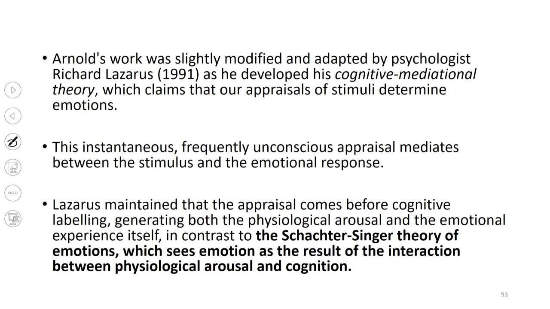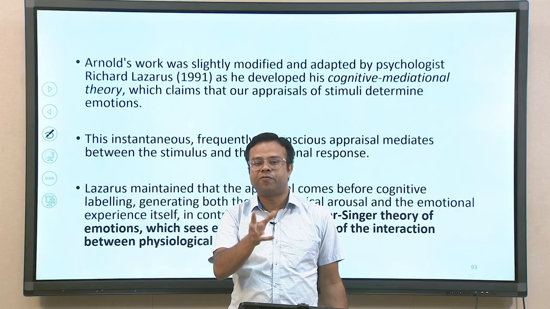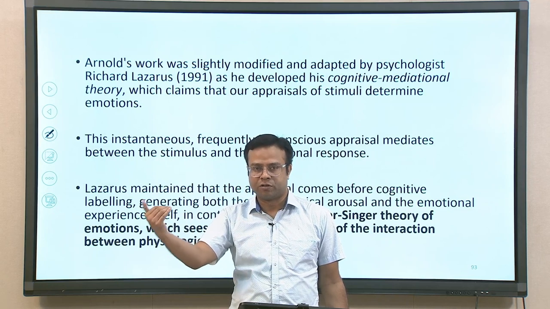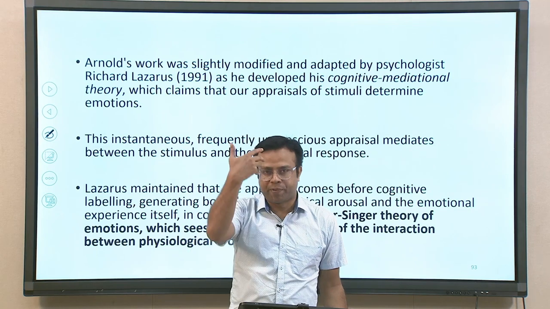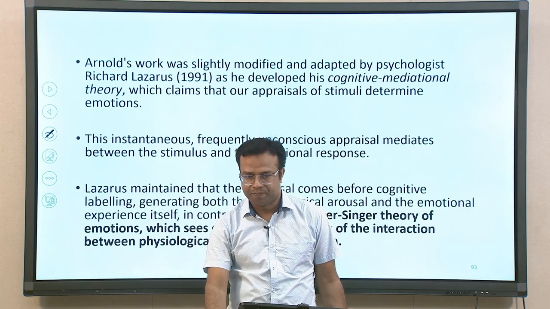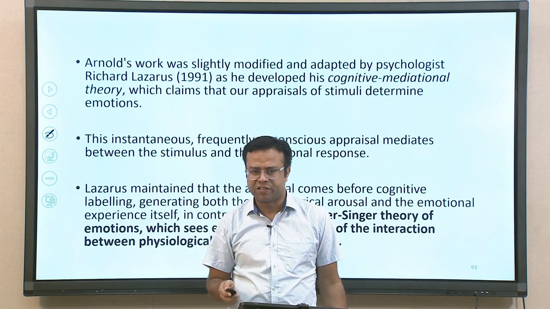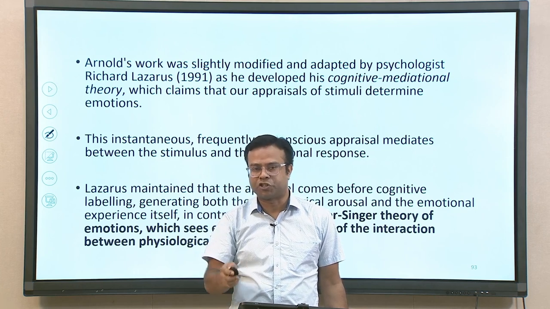Lazarus maintains that appraisal comes before cognitive labeling. Before you say X, Y, Z, a certain interpretation happens, which then leads to physiological arousal and the emotional experience itself. In the Schachter-Singer theory, there is an interaction between physiological arousal and cognition; the emotion comes from the interaction of both. But in this case, appraisal happens first and then the other things happen. So, some little changes here and there, but the focus is more on cognition.